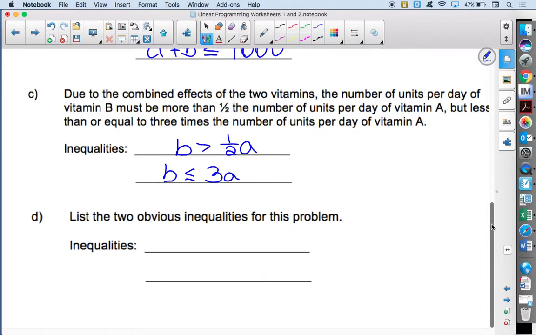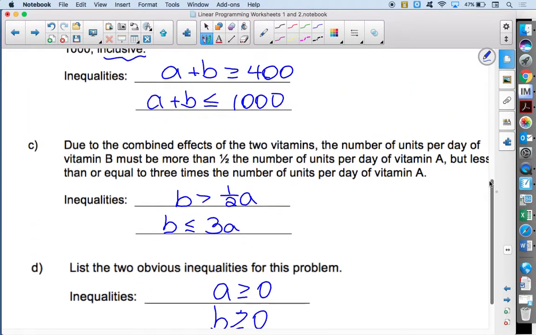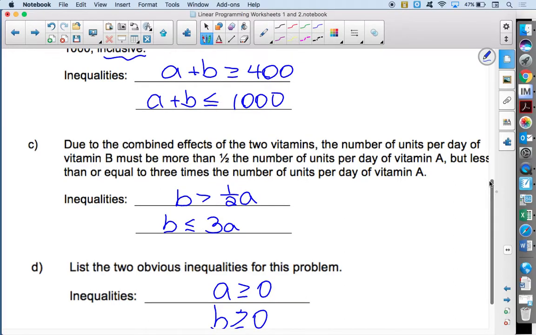And then the last down here, it says list the 2 obvious inequalities for the problem. Which ones do we need to include? Jacob? A is greater than or equal to 0, B is greater than or equal to 0. So they give us an upper bound that says it has to be less than 500, less than 400, or 600, but we need to worry about the lower part as well. You can't have negative numbers. So there are 8 inequalities here. Technically, you're really dealing with 6, because the ones on the x and the y axis just bound it to the first quadrant.